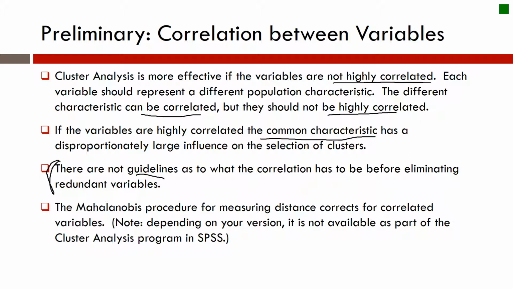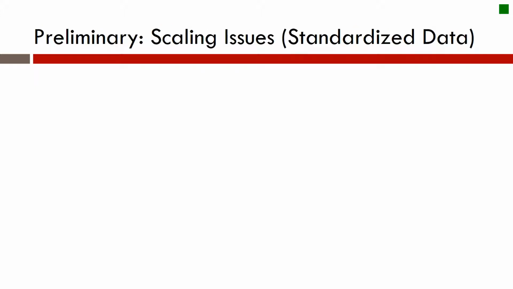Some applications of cluster analysis use the Mahalanobis procedure. However, that's not available in SPSS. So if you do look at multicollinearity, if you do the VIF or tolerance measures in a regular regression, that could be beneficial to at least get a gauge. If nothing else, at least run a correlation matrix, and anything above a 0.8 be concerned about. So that's kind of thinking about correlations.